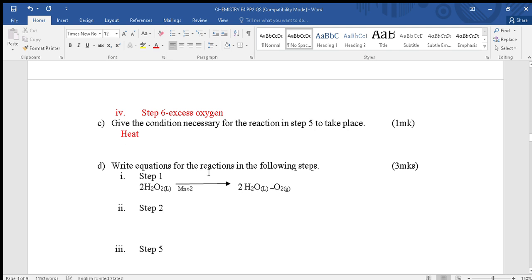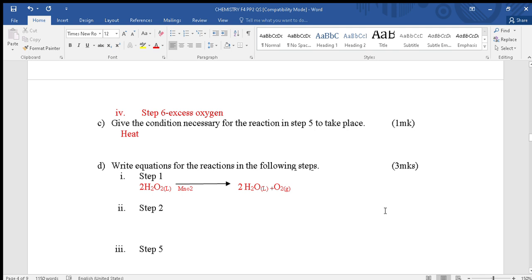So you're now seeing that hydrogen on this side is 4, hydrogen on this side is also 4. And then oxygen on this side is 2 plus 2, which is 4. Oxygen on this side is also 2 times 2, which is 4. So this is the equation that is going to take place. This is the equation that is expected from you. That is hydrogen peroxide in presence of manganese oxide, and then you form water and oxygen gas.